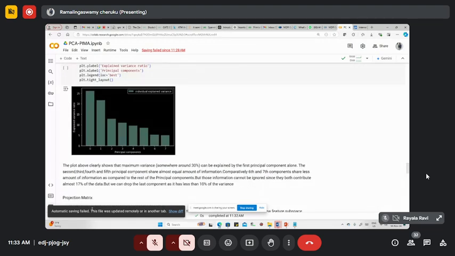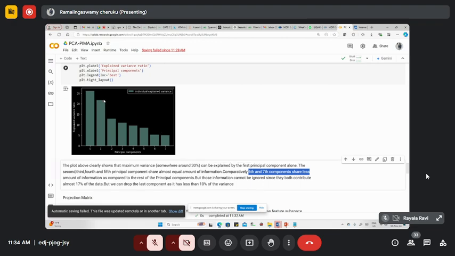The plot above clearly shows that maximum variance of around 30% can be explained by the first principal component alone. The second, third, fourth, and fifth principal components share almost an equal amount of information. The 6th and 7th components share less information compared to the rest, but that information cannot be ignored since they both contribute almost 17%. We can drop the last component as it has less than 10% of variance, because this is the percent of variance contributed by each principal component.